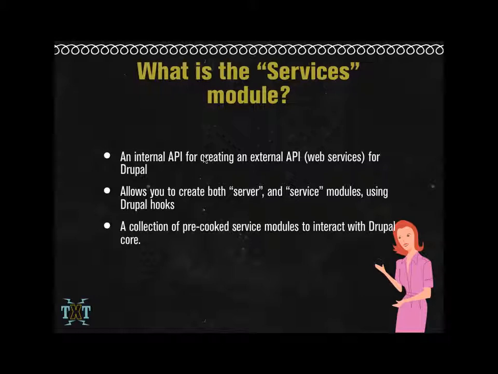It contains a collection of pre-cooked service modules to interact with Drupal Core. So we get things like node service, user service, system service, just a collection of methods that you can call to get data out of Drupal out of the box just by installing the module. And you get an XML RPC server, which actually uses the core Drupal XML RPC engine. It's just a wrapper for it that allows you to define your methods via the services API and hook them into core XML RPC.